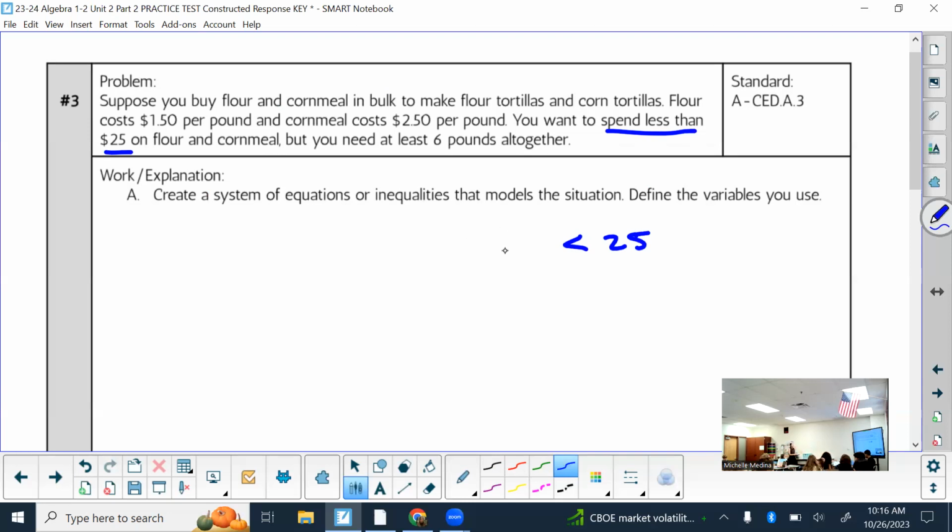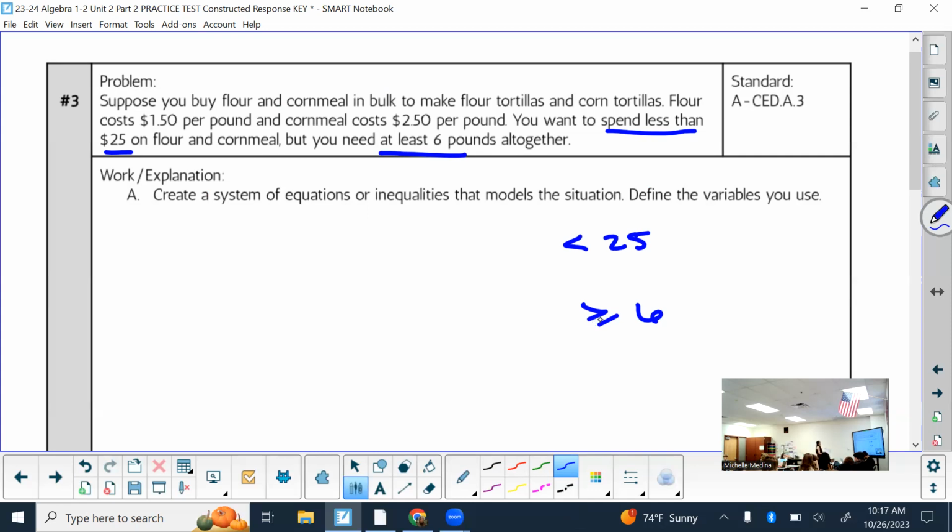Table 7, what's my other total for this word problem? 6, because it says you need at least 6 pounds altogether, so that would be a total. And look at what surrounds that total. You need at least 6. So does that mean I am allowed to have more than 6? So then use that symbol. Am I allowed to have exactly 6? So then put it with the line underneath that.